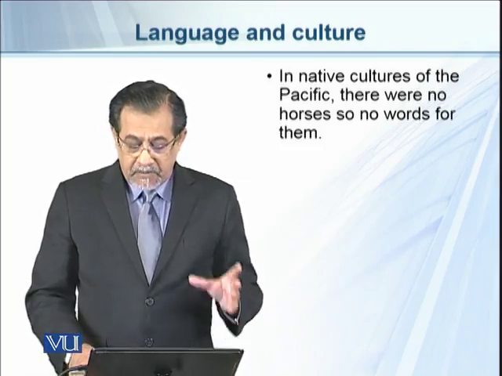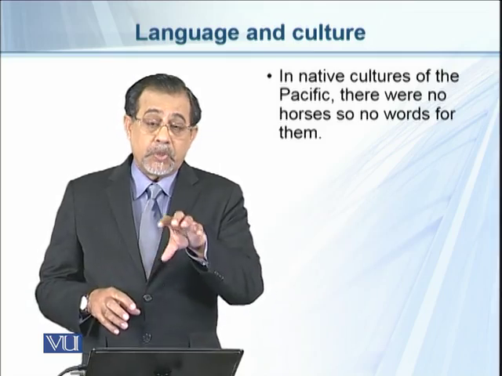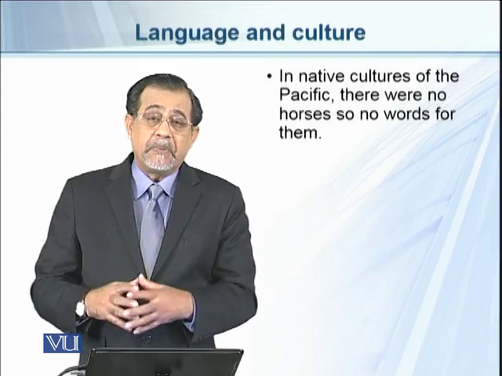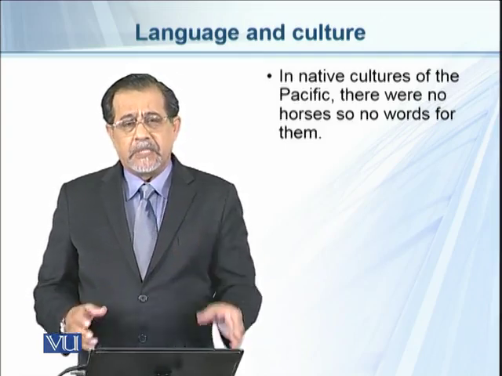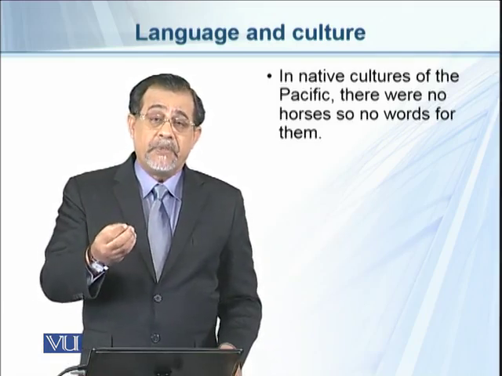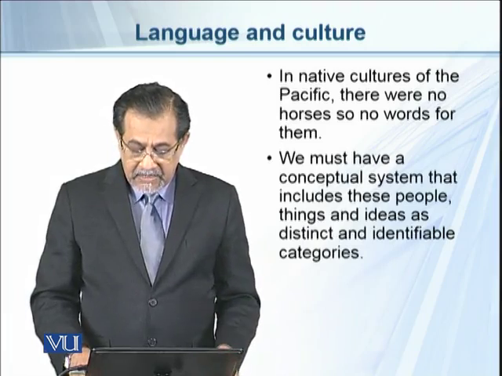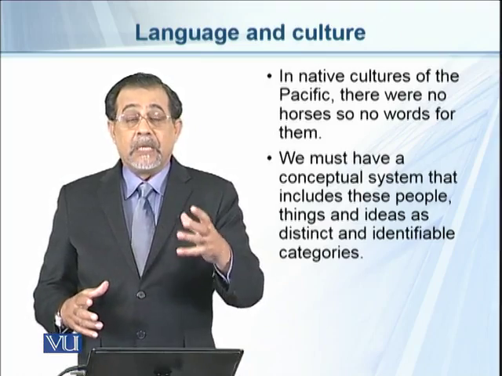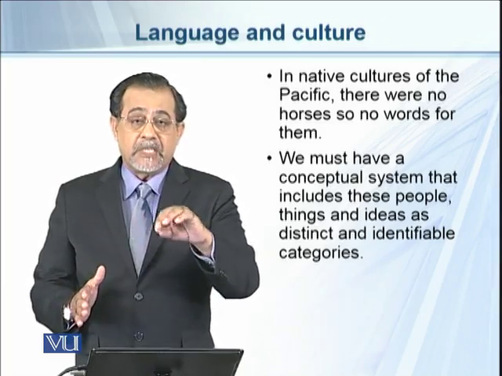In native cultures of the Pacific, there were no horses, so no words for them. So in those cultures in which certain objects did not exist, the young people born in those cultures were unable to learn the words for those categories. For example, in Pacific culture, there were no horses, so there was no word in the language of these areas. We must have a conceptual system that includes these people, things, and ideas as distinct and identifiable categories. So our perceptual system helps us know the concepts which help us distinguish different categories, that this thing is this and that thing is that.